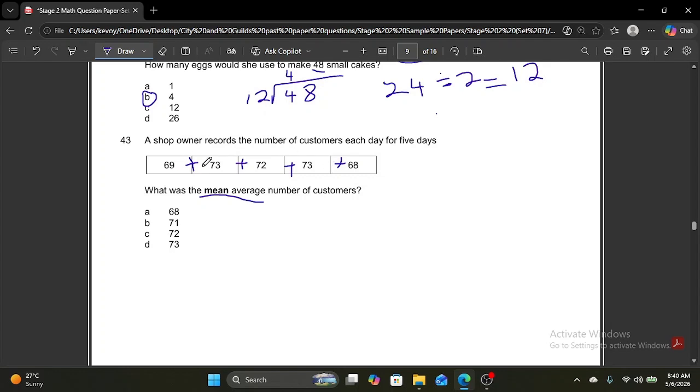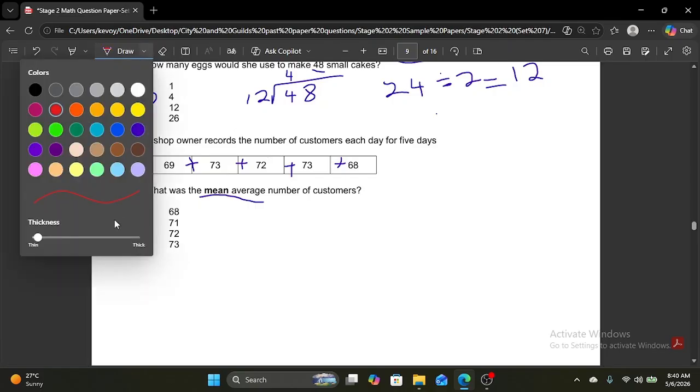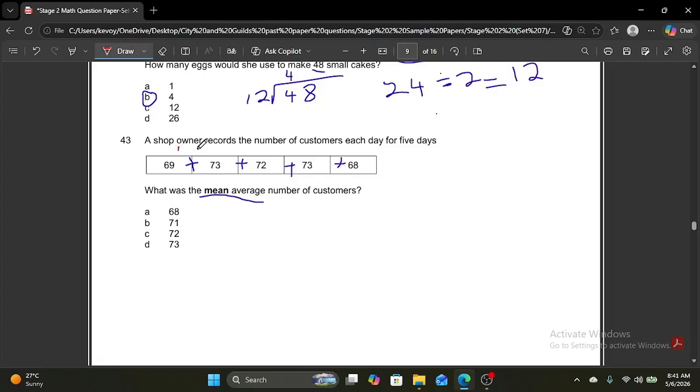So 69 plus 73 plus 72 plus 73 plus 68. We'll add everything and we divide by the count. Let me change the color. So that's 1, 2, 3, 4, 5. So that's 5 numbers. So after we add everything together, we'll just divide by 5.